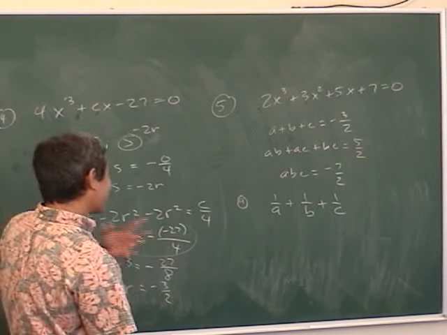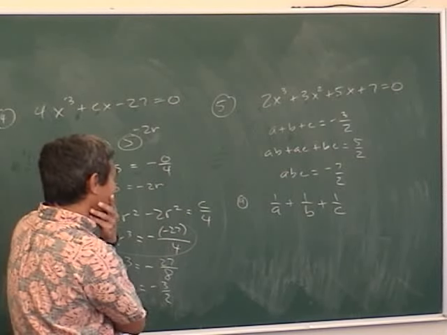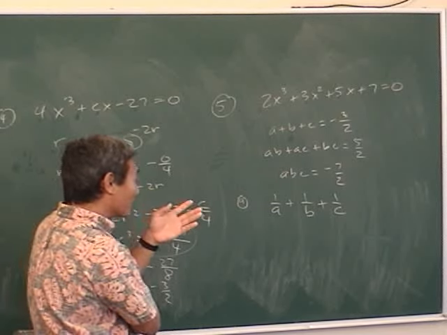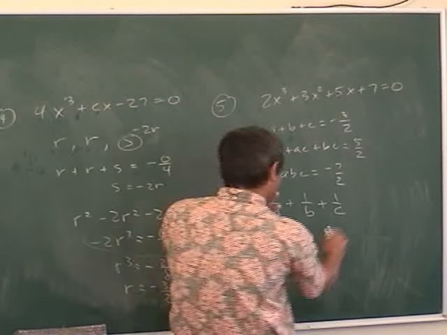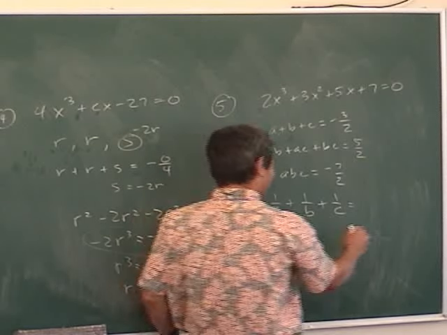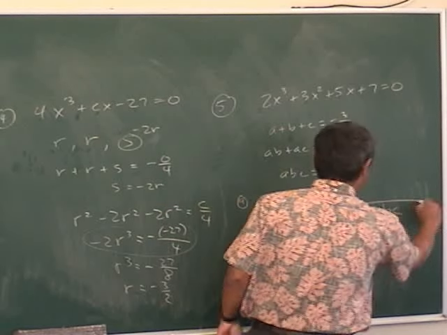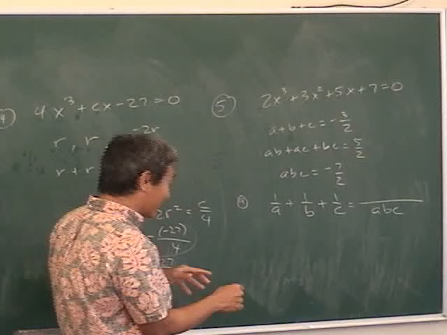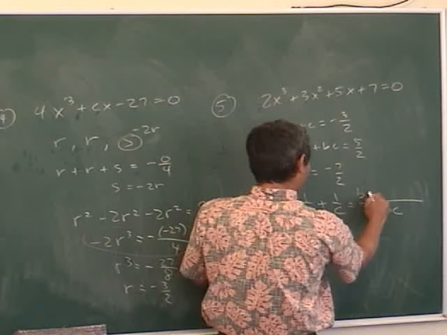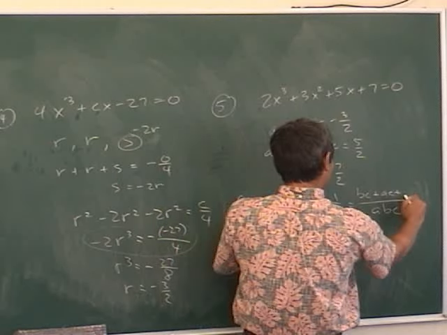How do I figure this out? This is like an SAT problem. If you see something like this, what should I do? Write it in a different form. So what's another way of writing this? What do you do when you add fractions together? You don't multiply by it. You make a least common denominator. What goes on the top? BC plus AC plus AB.